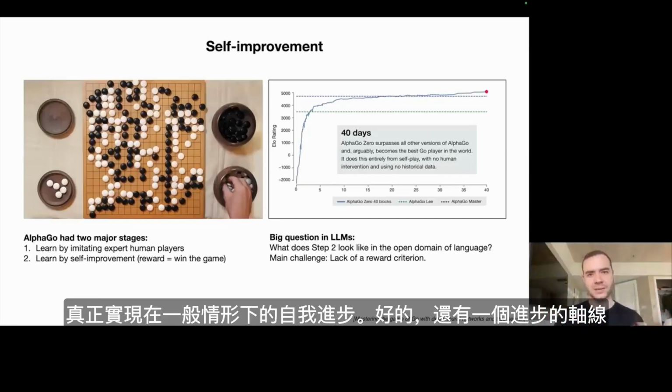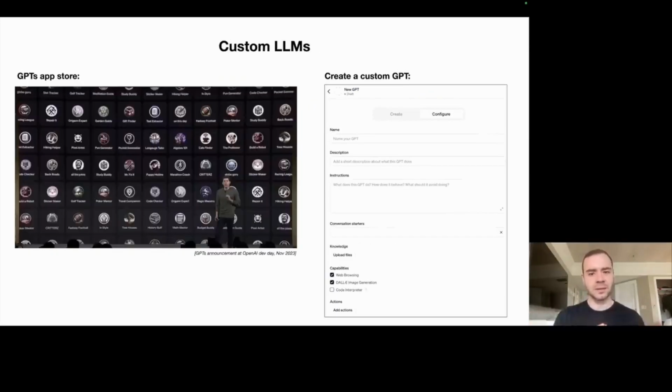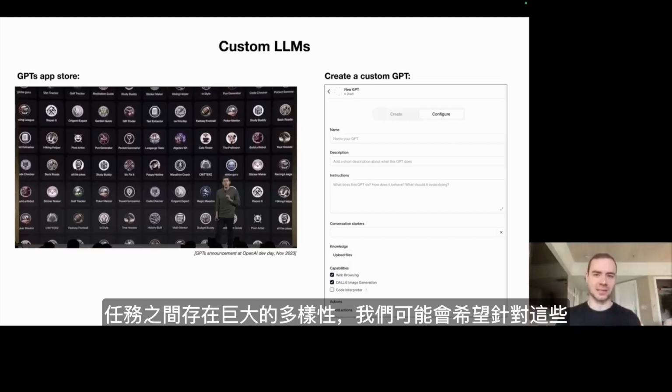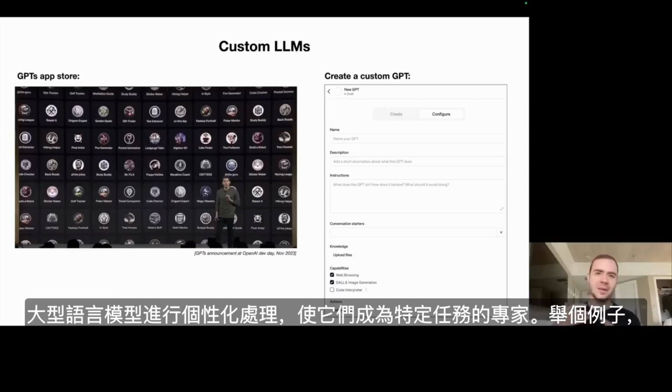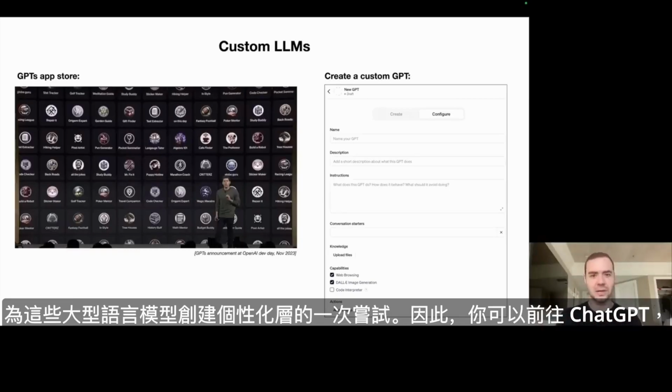Okay, and there's one more axis of improvement that I wanted to briefly talk about, and that is the axis of customization. So as you can imagine, the economy has nooks and crannies, and there's lots of different types of tasks, large diversity of them. And it's possible that we actually want to customize these large language models and have them become experts at specific tasks. And so as an example here, Sam Altman a few weeks ago announced the GPTs App Store, and this is one attempt by OpenAI to sort of create this layer of customization of these large language models.